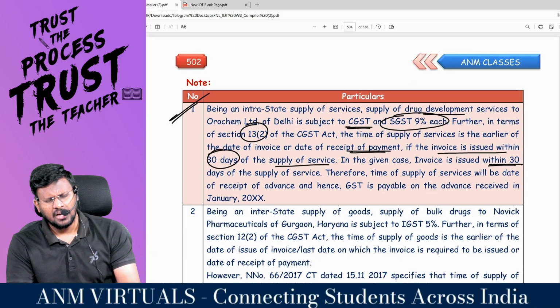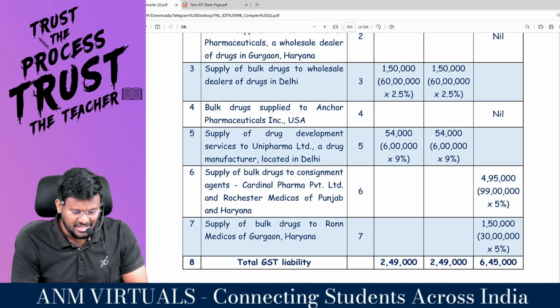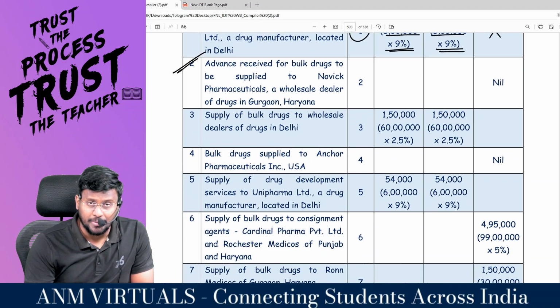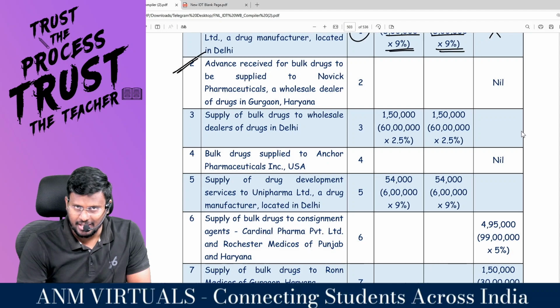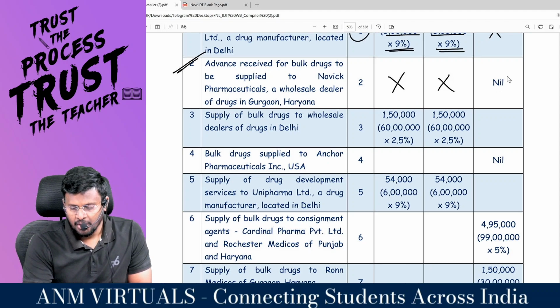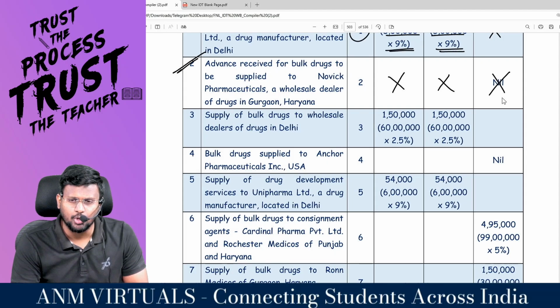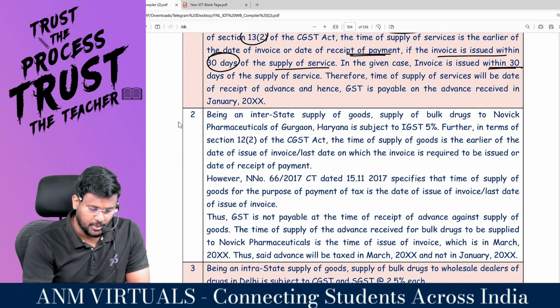With regard to services, the time of supply is either the date of invoice or date of payment, whichever is earlier. I'm moving to the next one. Advance received for bulk drugs to be supplied to NP, a wholesale dealer for drugs in Gurugram, Haryana. Since this is goods, you are not liable to pay GST on the receipt basis. You are liable to pay GST on the invoice basis. That's what note number 2 is saying to us.